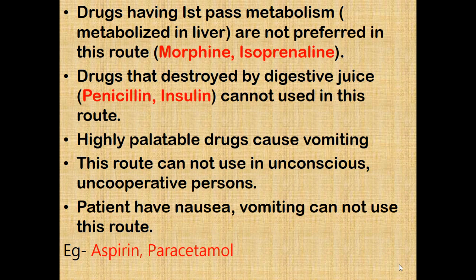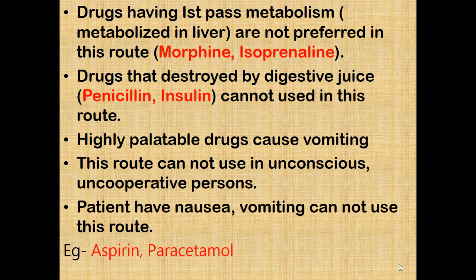Then, drugs having first pass metabolism, that is, before entering into the systemic circulation, they will be metabolized. Like that, if you give it orally, before entering into the blood, they will metabolize. Then their efficacy will be reduced. Examples are morphine, isoprenaline. Then drugs destroyed by the gastric HCl. You have given the drug orally. When it enters into the stomach, in the stomach we have the HCl. That will destroy the drug, meaning you cannot see any effect.